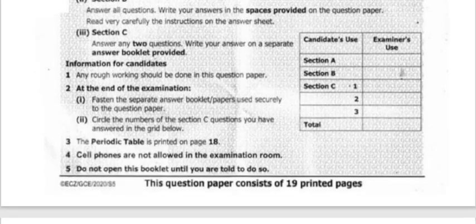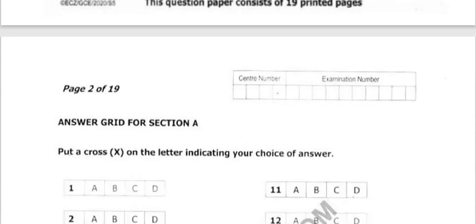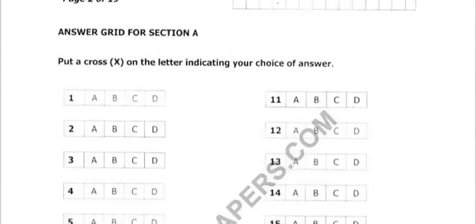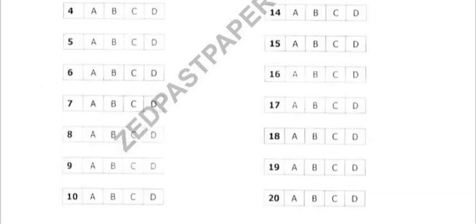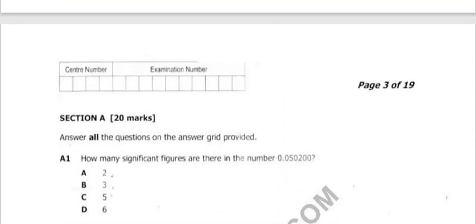So we can get to working out and dealing with this paper. In this video we will look at questions 1 to 20, that is section A only. So here we do have our first question.